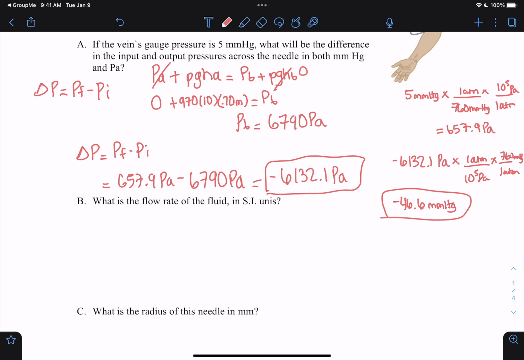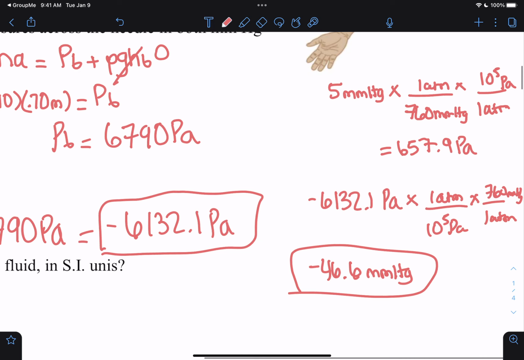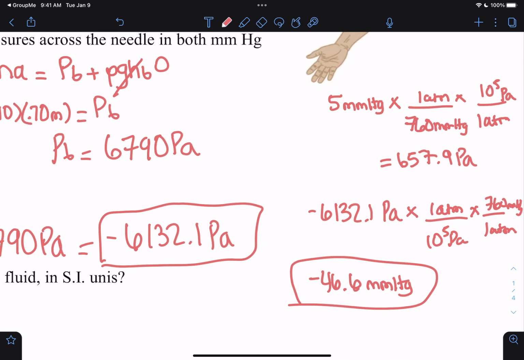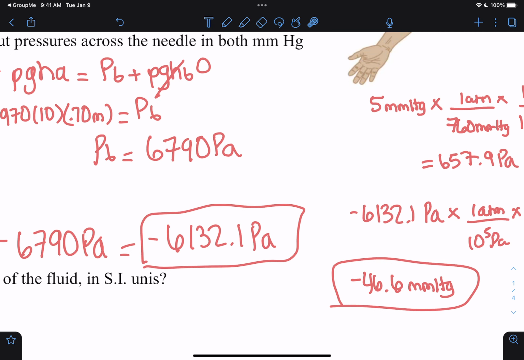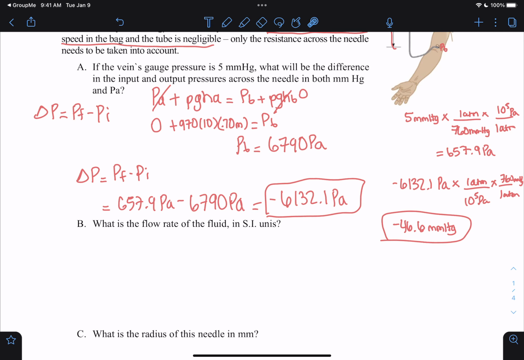Wait, say that again? Yeah, that'll be a valid way as well. Yep.